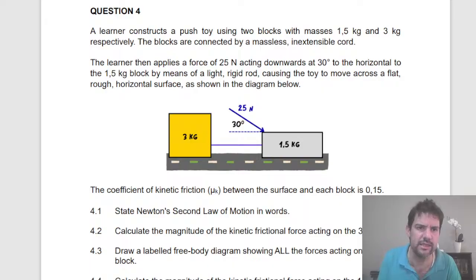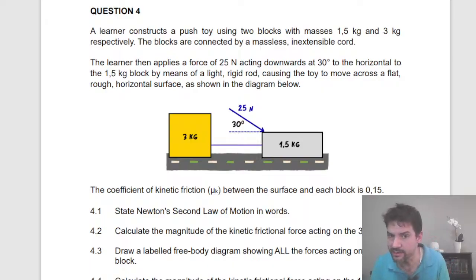State the law. If a net force acts on an object, the object is going to accelerate in the direction of the net force. The acceleration is directly proportional to the net force and inversely proportional to the mass of the object. 2 marks for saying it like that. Write it down, even if it's 5 times in 5 questions, okay?